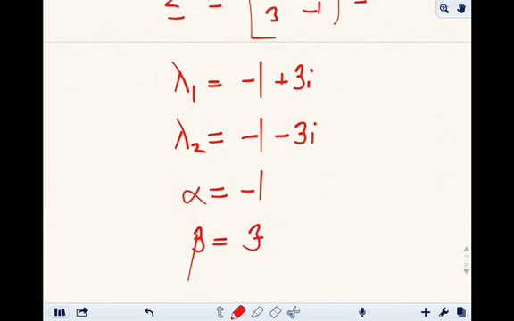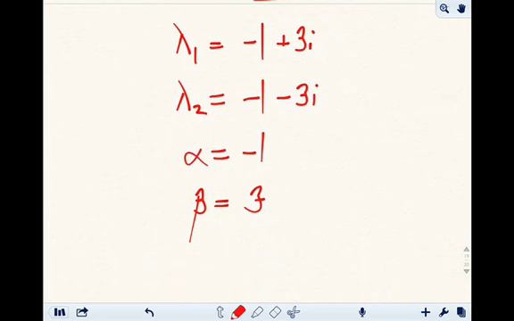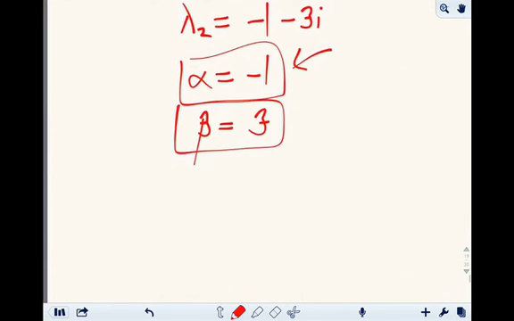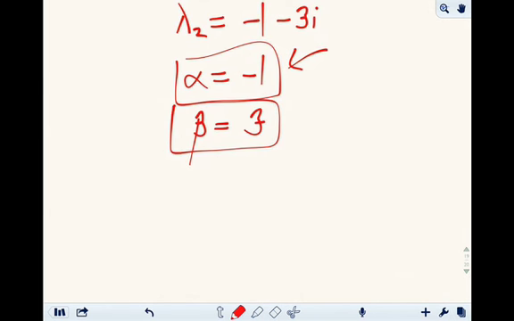The sign of beta does not matter, the imaginary part, just whether it exists or not. Imaginary part, real part. The real part is negative. That implies that the system is going to decay. The imaginary part is non-zero. The system has oscillatory behavior.